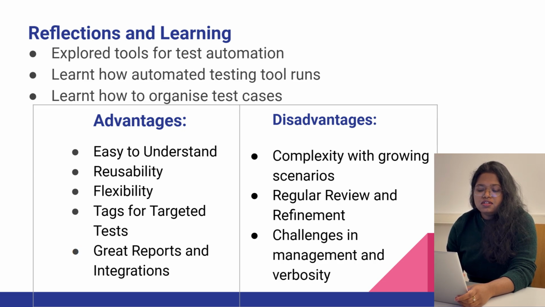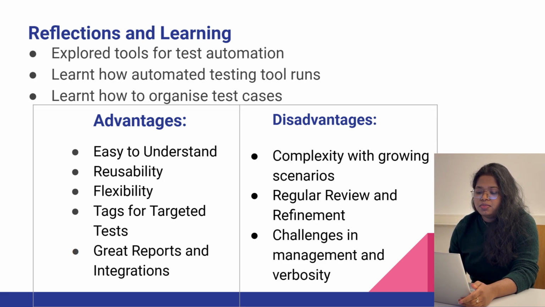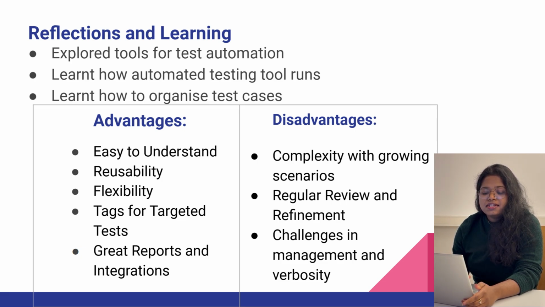Coming to the advantages of the tool based on the testing, the first one is easy to understand, because tests are written in plain language, so everyone on the team can follow them easily. The next one is reusability, as steps can be reused. Tools like IntelliJ and Eclipse make it simple to find and use tags for targeted tests. You can use tags to run specific tests or combine them with logic for better control. Great reports and integrations: Cucumber supports plugins and tools for detailed and user-friendly test reports, which can also be shared with tools like Jira.